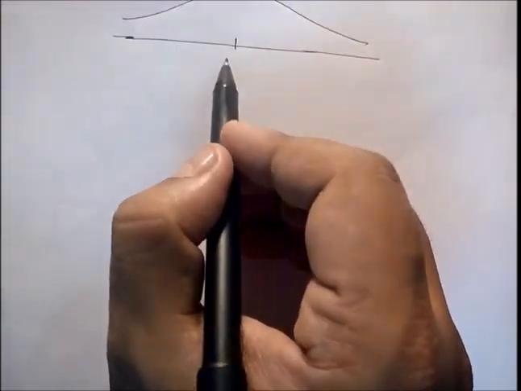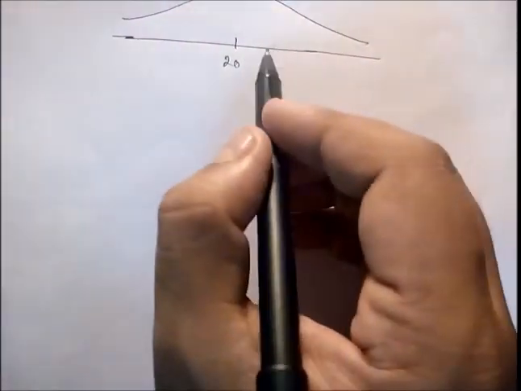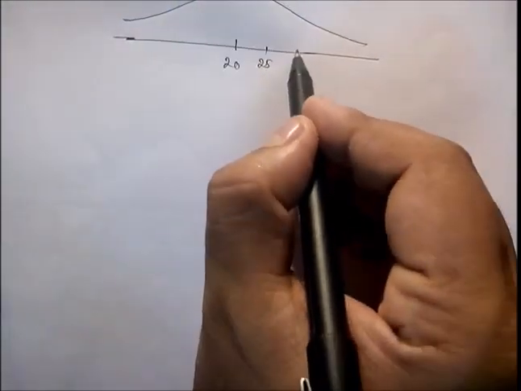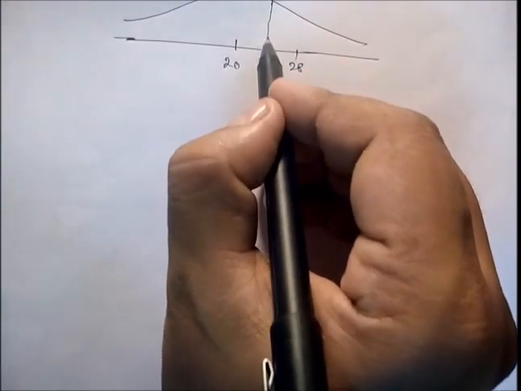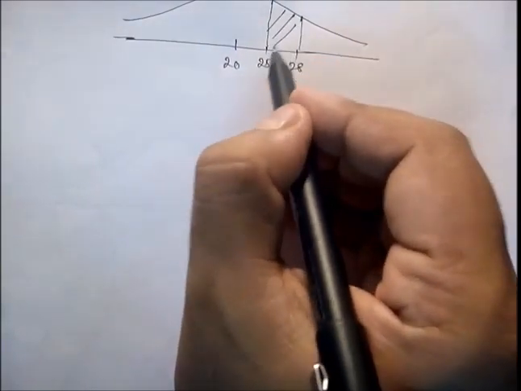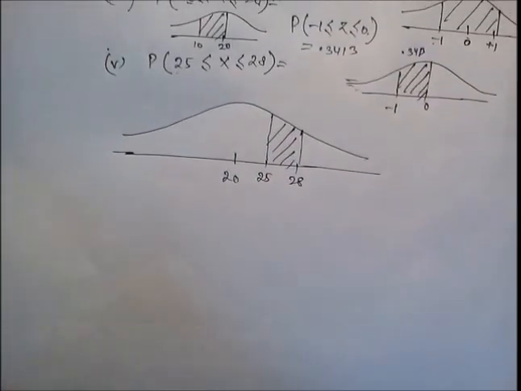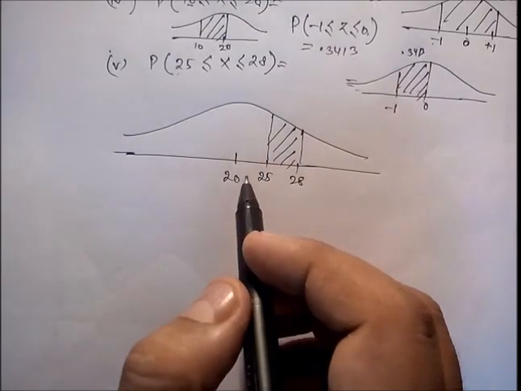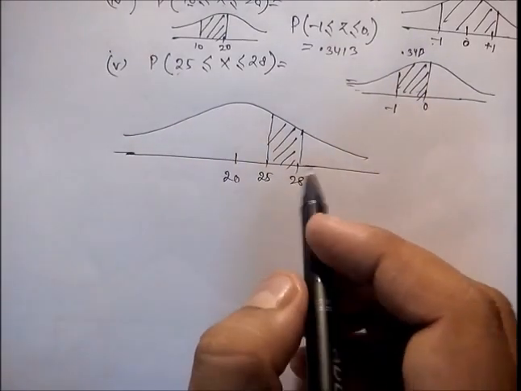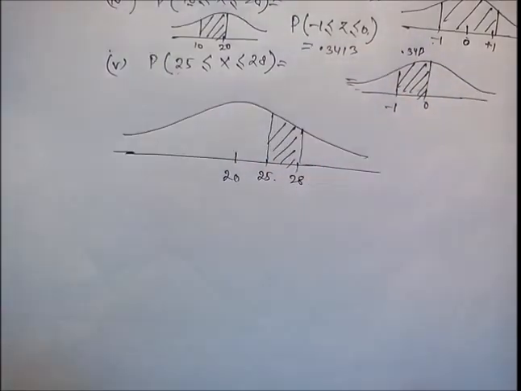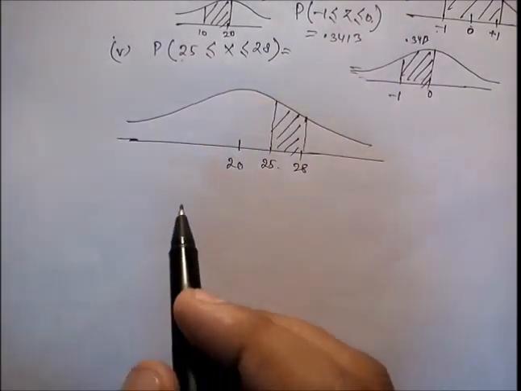What is the probability in between 25 to 28? So we have to identify this particular area. Mean is equal to 20, and the range is 25 to 28. Now we have to convert this into z.